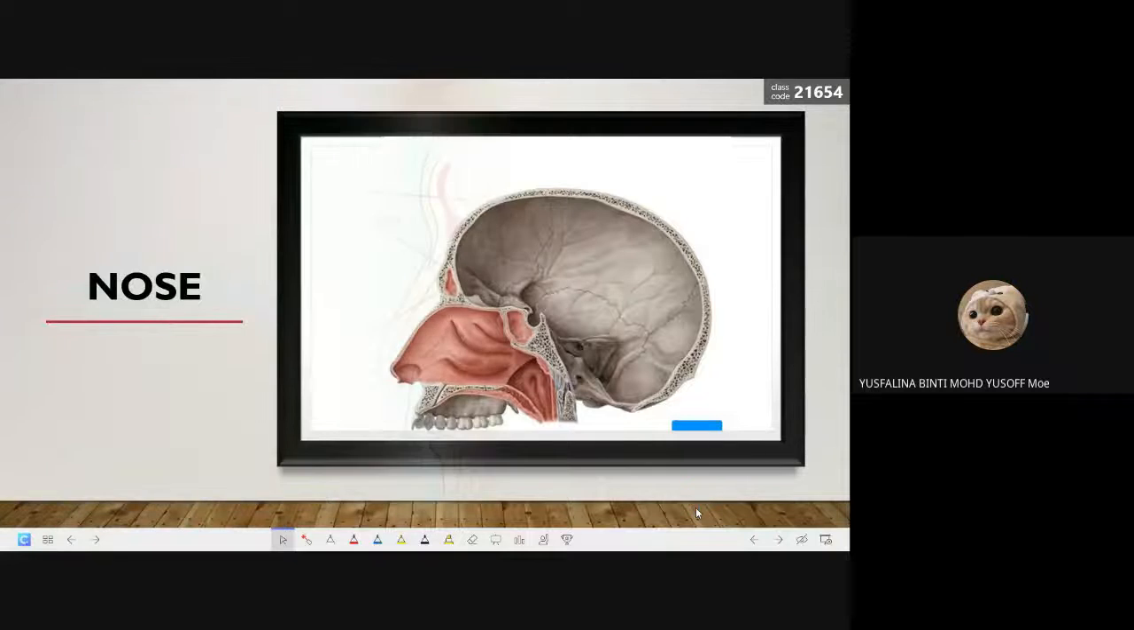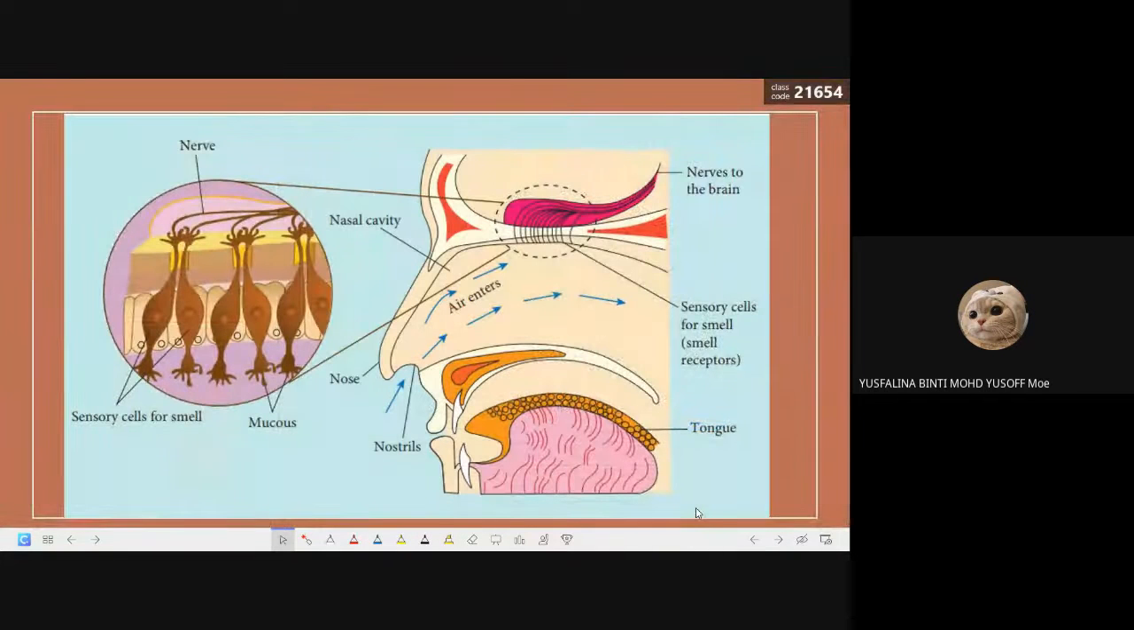Of nose. Okay, right? So here this is the nose and this is the nostril, where the air enters. And then you can see at the top of it, they got the sensory cells, or we call it a smell receptor. On the cell receptor, they got the nerve. This nerve will carry the impulse to the brain, and the brain will interpret.